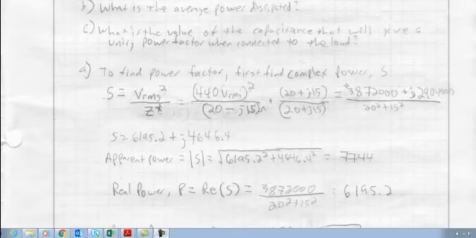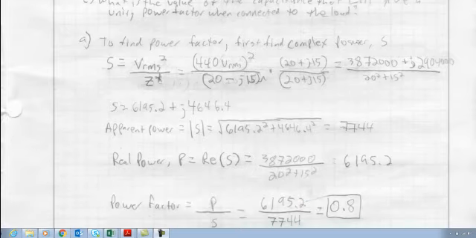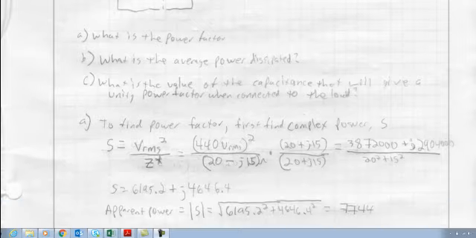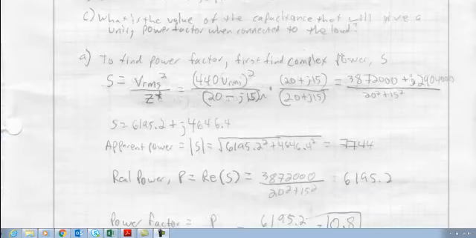In part A, to find the power factor, what we're first going to do is find the complex power S. The complex power S is given by the RMS voltage squared divided by the conjugate of the load Z. So we have 440 volts RMS. We can square that quantity and divide it by the conjugate. All we have to do to get the conjugate is just change the sign of this plus j15 to a minus j15. And so we put that in here.